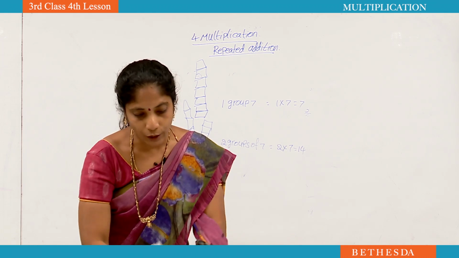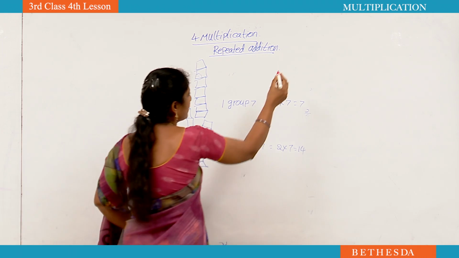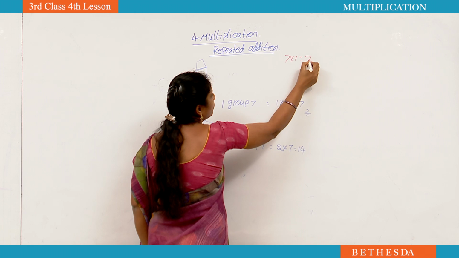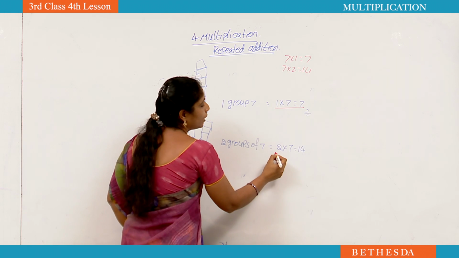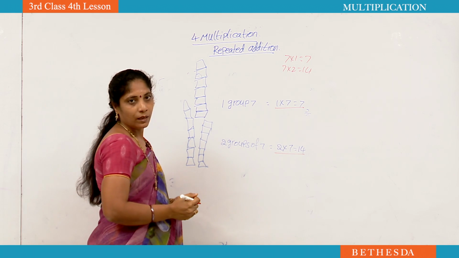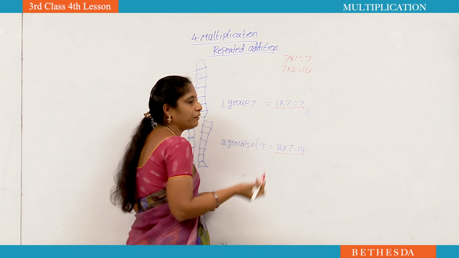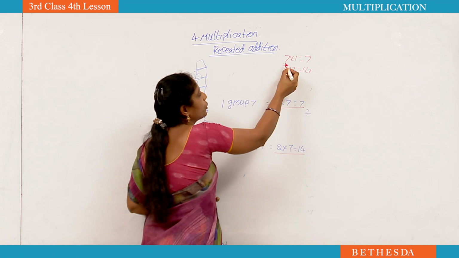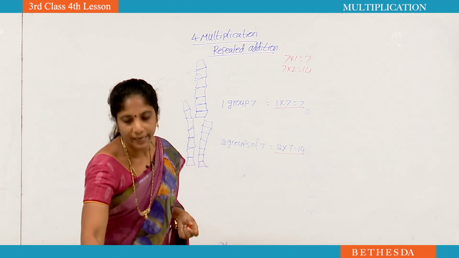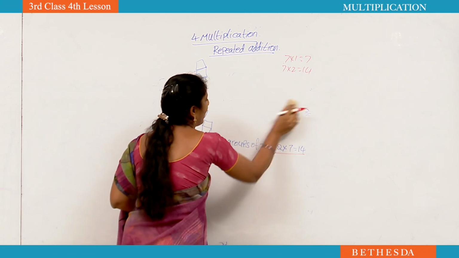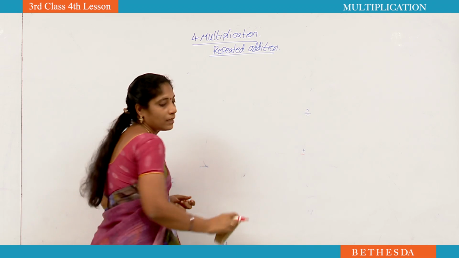Maybe you will get a doubt. Teacher, you taught me 7 ones are 7, 7 twos are 14. But here we are getting 1 seven is 7, 2 sevens are 14. Is there any trick here? Yes. In a multiplication fact, if you change the order of the numbers also, we will get the same product.